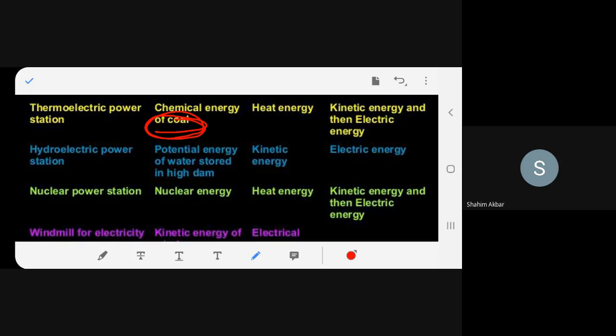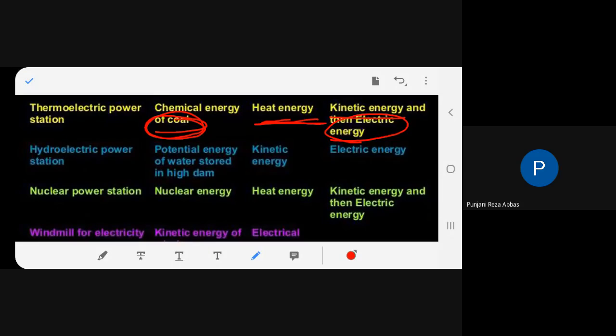Do you agree or not? Coal is chemical. It is organic. It is a fossil fuel. I think you know all these things. So the chemical energy of coal is released, which gets converted to heat energy. And this heat energy makes the turbines move, the generator work. That movement is called kinetic energy. And this movement of the generator or turbine is converted to electrical energy. Have you understood?